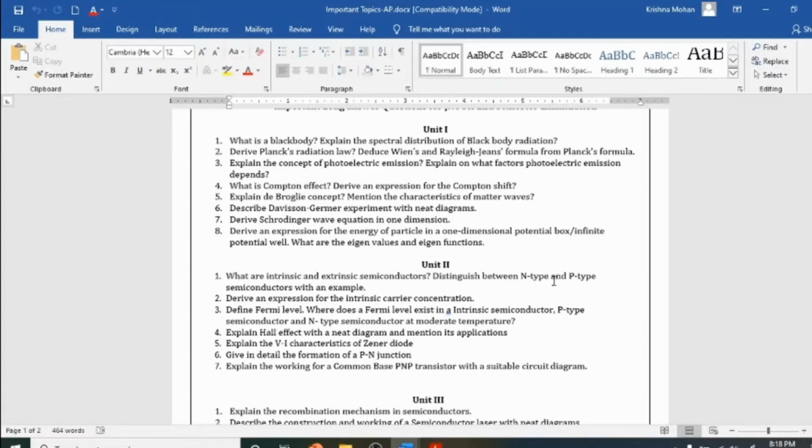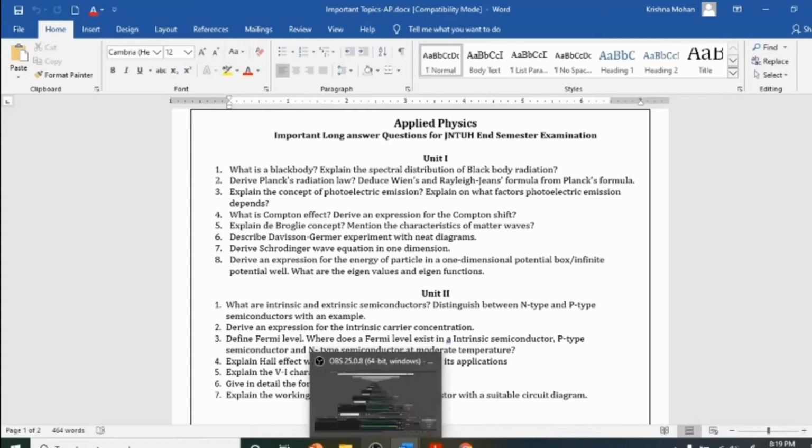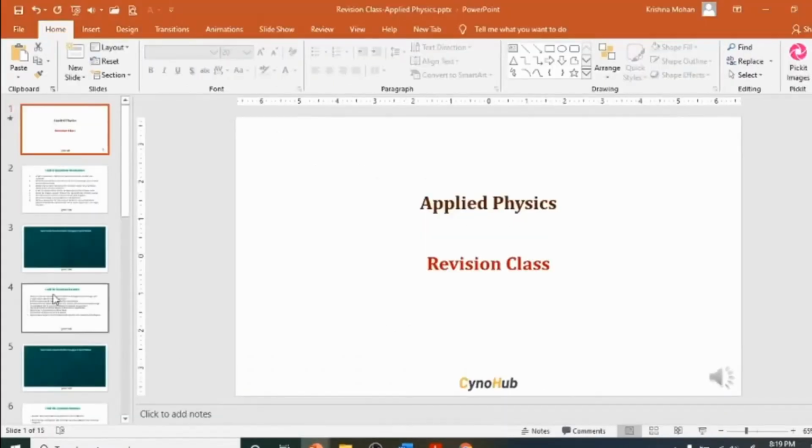But let me tell you, you can choose 3 units, right? So 1, 2 and 4 if you choose. So we discuss more on them. Now talking about black body radiation, the first question here is, what is a black body, and explain the spectral distribution of black body radiation. If this is the question, how to answer this question? Now I'm going to this one.